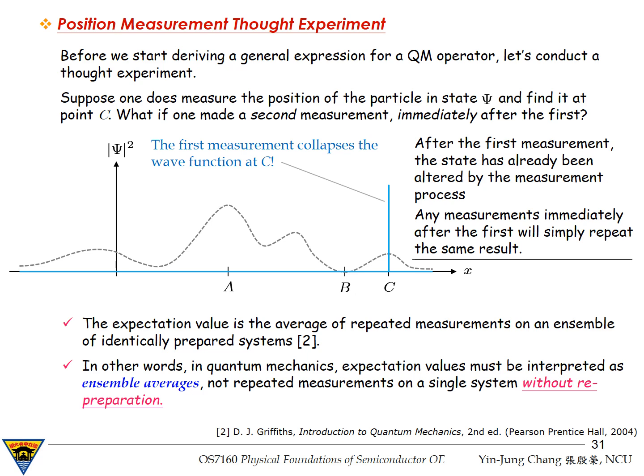So quantum measurements are not passive observations in the classical sense. Measurement generally affects the state, and because of that, expectation values must be understood statistically. So this is the correct foundation for what will come next, namely the derivation of the expectation value of position and the general expression for a quantum mechanical operator.